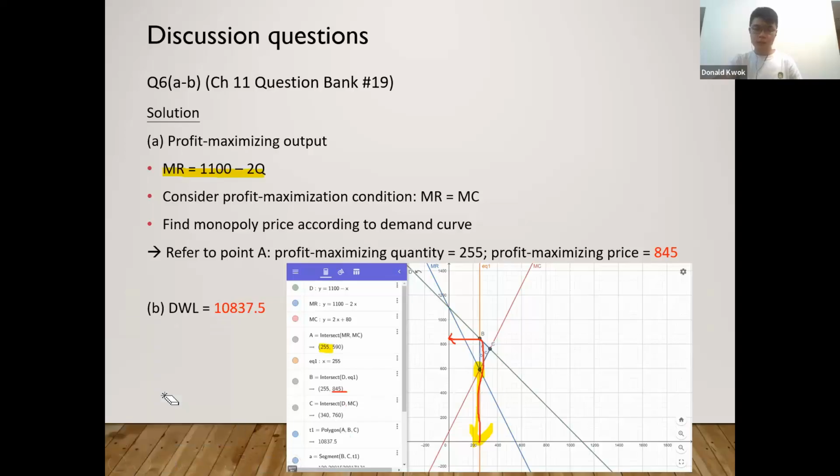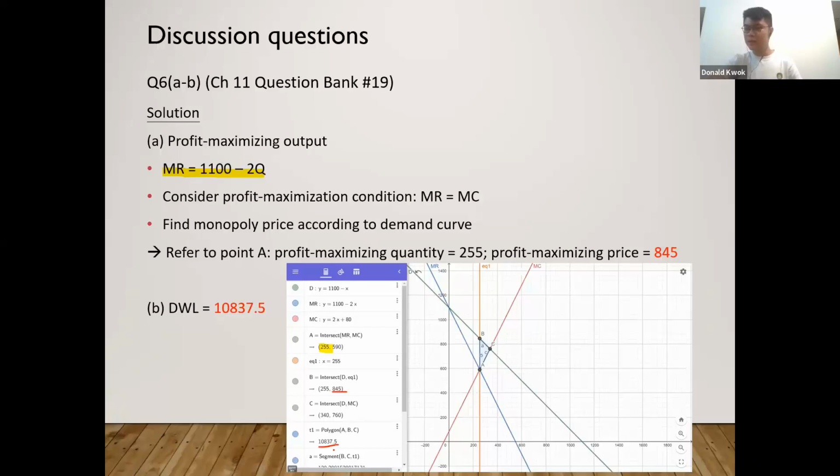And for the deadweight loss, I'm not explaining that in detail as we have reviewed just now. The deadweight loss under simple monopoly pricing will be the triangle here. So using a polygon function in GeoGebra, you can find the area, 10,837.5.